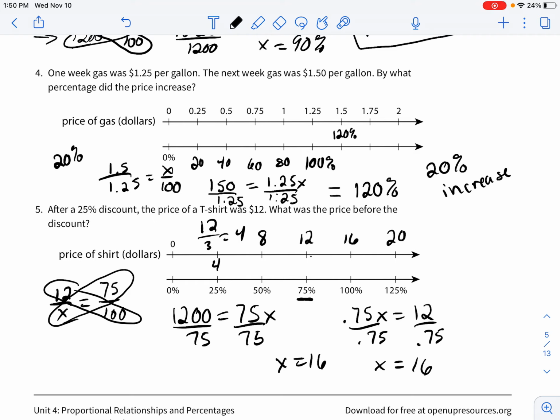Once again, if you did 25, your answer would have been 4, and we just note that then you'd have to add 4 to 12 to get your original amount. So the price of the t-shirt was $16. There were a couple other ways. If you know 75% of the original is 12, to undo multiplication, you can divide. That's what this is showing right here. You could take your price and divide by the percent, and that would give you your x.